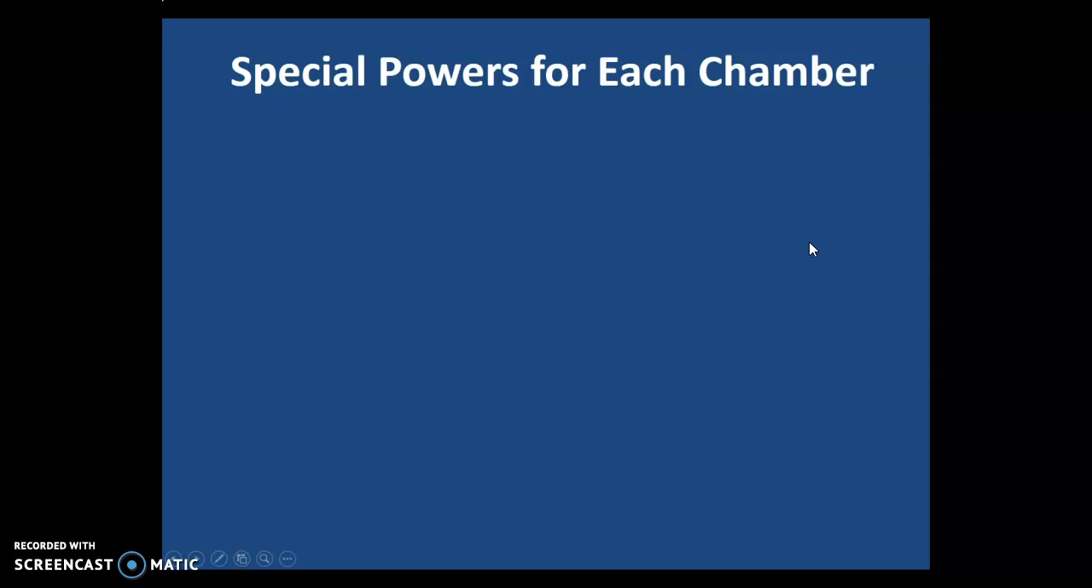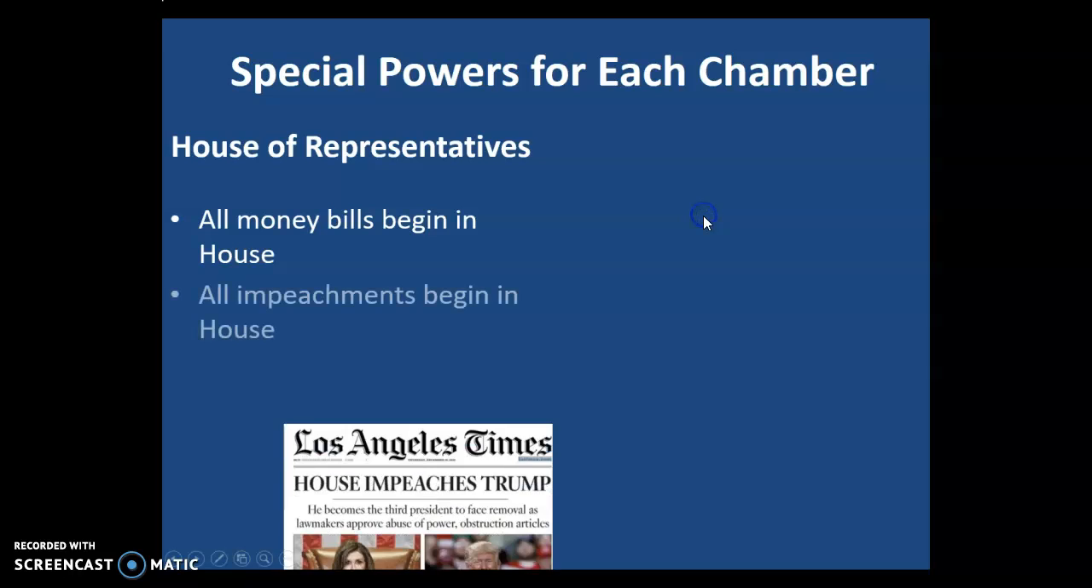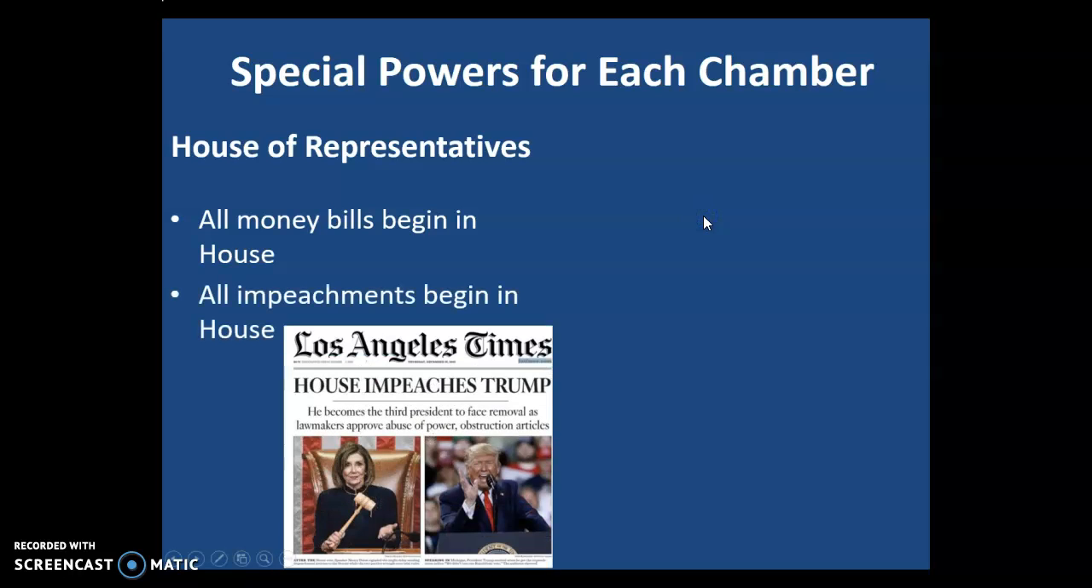There are some special powers for each chamber, and we'll finish our presentation by looking at some of these special powers. Let's start with the House of Representatives. All money bills must begin in the House of Representatives. That means any bill related to how we're going to spend the money and how we're going to collect money in taxes. All of those bills start in the House of Representatives. And all impeachments begin in the House. That is, it's the House of Representatives that charges an official with wrongdoing. That's the impeachment beginning. And in fact, when you are first charged with wrongdoing, that does mean you were impeached.